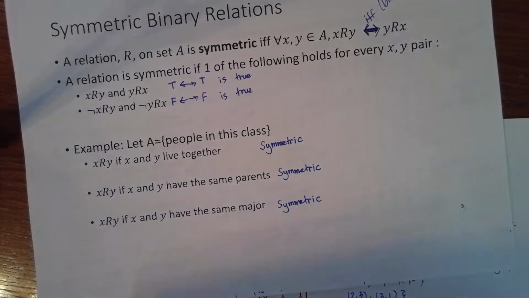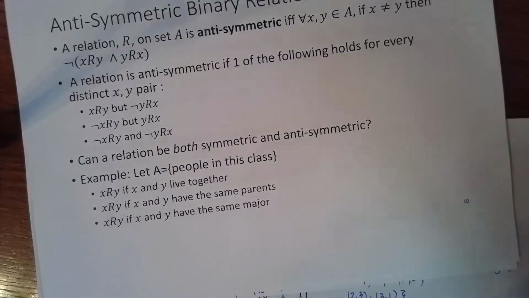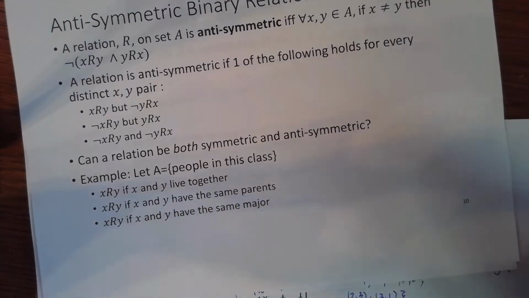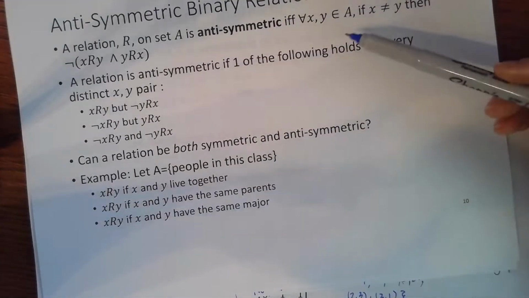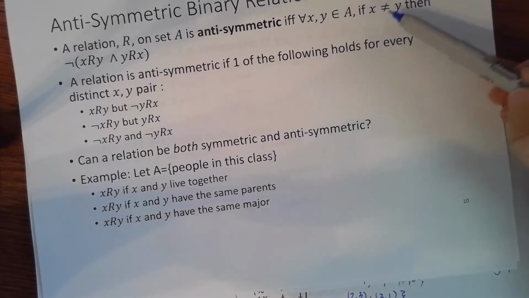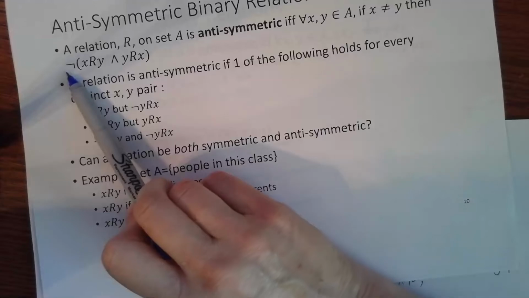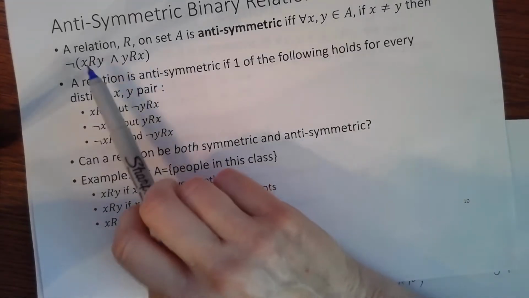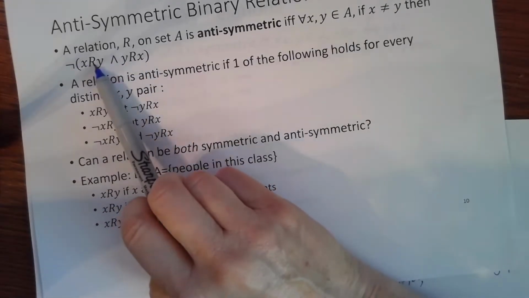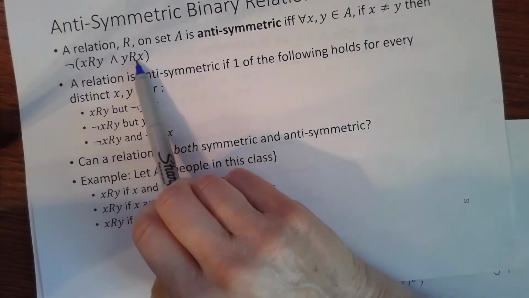Alright, so just like there were reflexive and anti-reflexive relationships, we also have symmetric and anti-symmetric relationships. So let's look at anti-symmetric. A relation is anti-symmetric if and only if for every x and y in A, as long as x and y aren't the same, then it's not true that both pairs are in the relation. So both x is related to y and y is related to x.